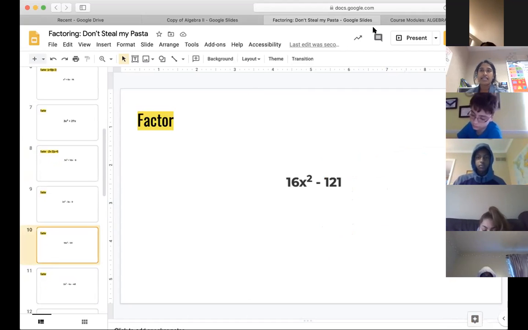16x squared minus 121. 16x squared minus 121. 2 minutes in the breakout room.